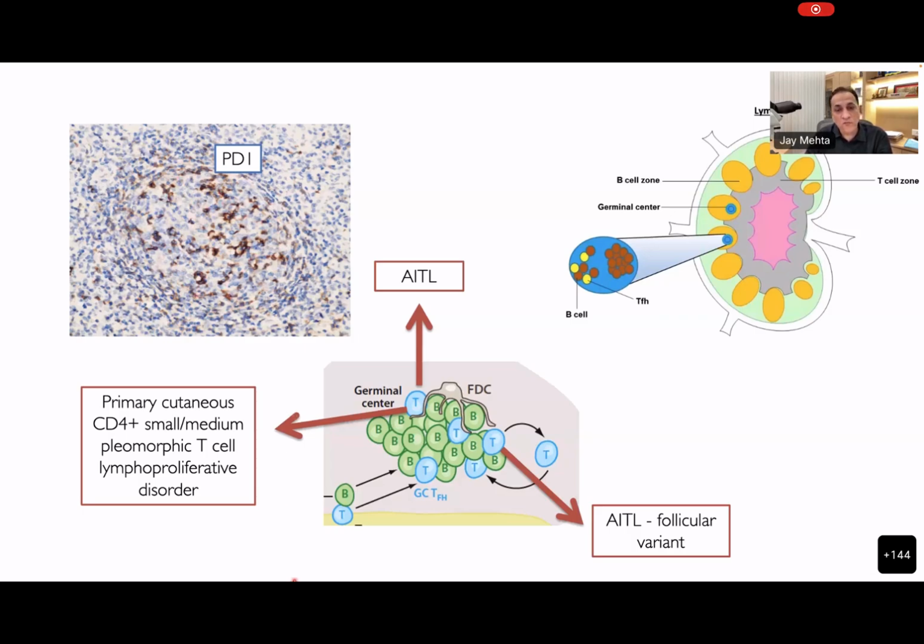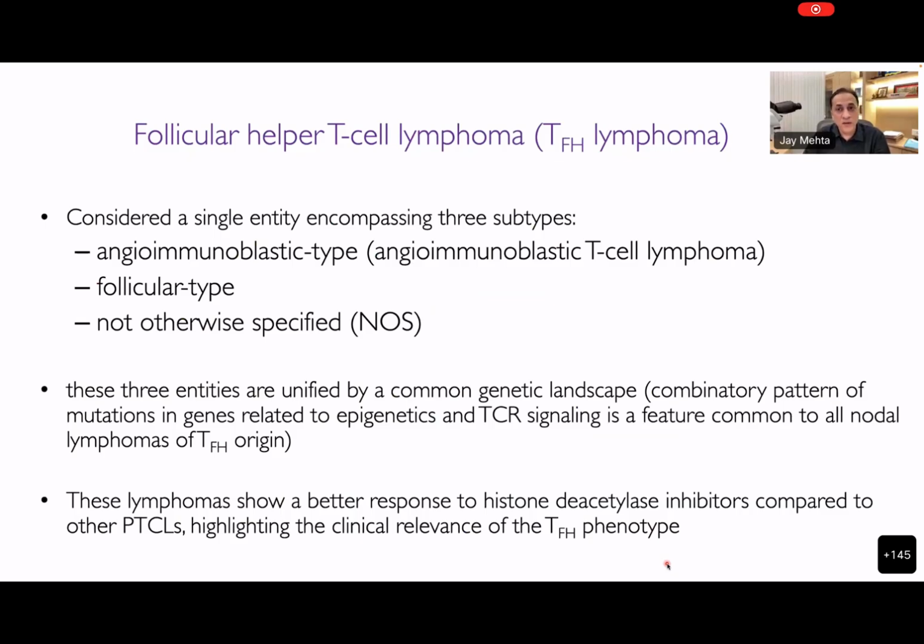So from the follicular helper T cells, you can get angioimmunoblastic T cell lymphomas. But conceptually, the earlier stage of AITL would be when it's limited to the follicle only, and that's called the follicular variant. You can also get it in the skin when it's called the primary cutaneous CD4 expressing small, medium, pleomorphic T cell lymphoproliferative disorder. Now, in the latest classification, this is considered a single entity: the angioimmunoblastic lymphoma, the follicular type, and the NOS are all subsumed under this one category of follicular helper T cell lymphoma.